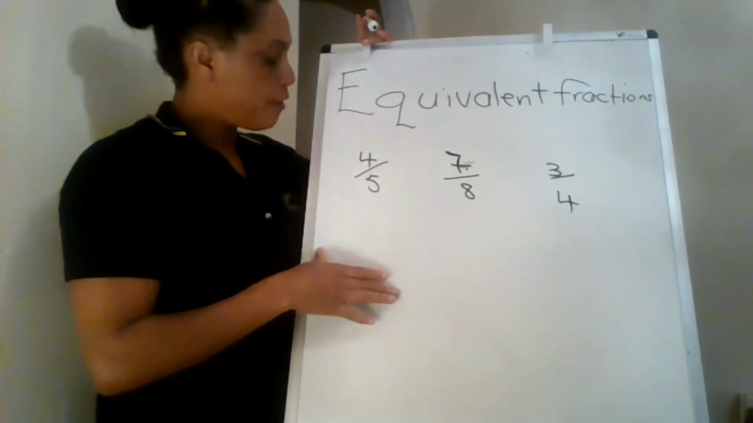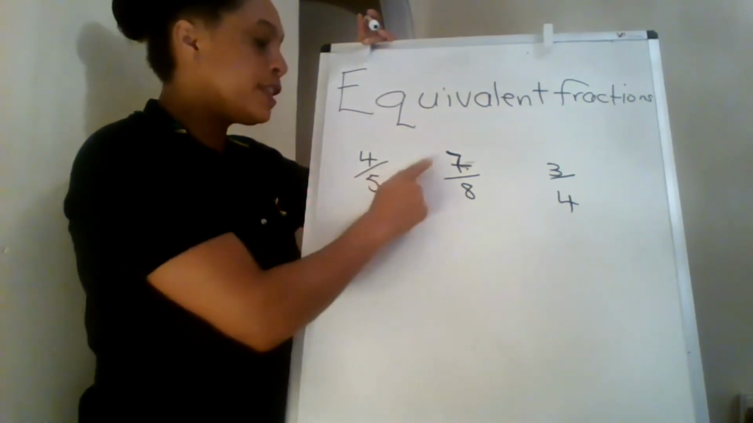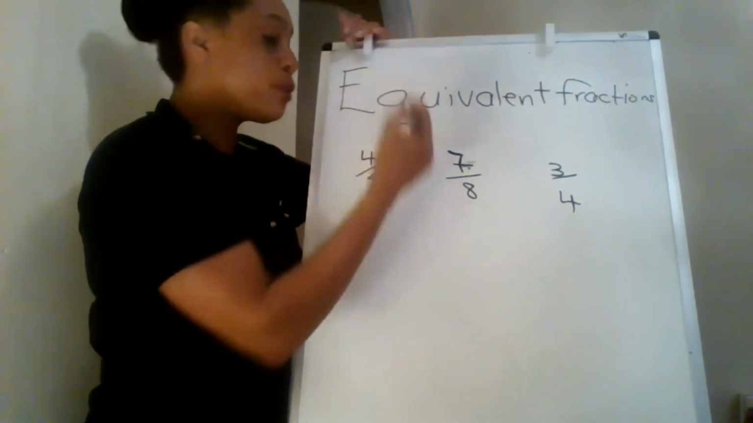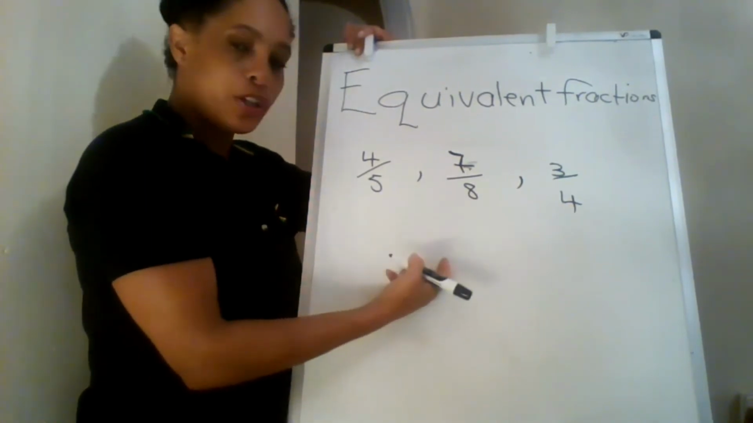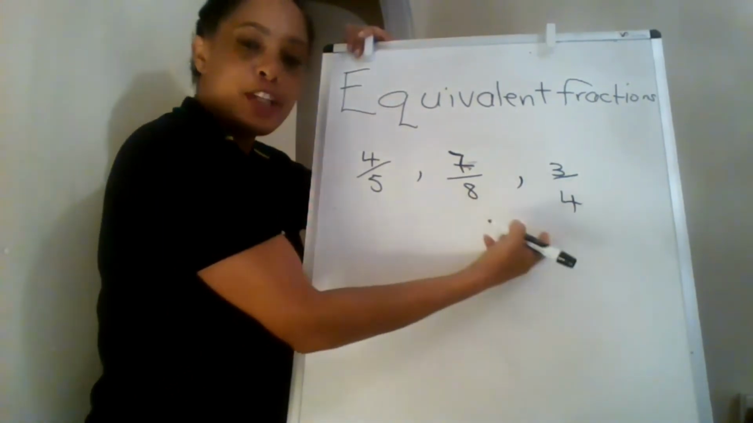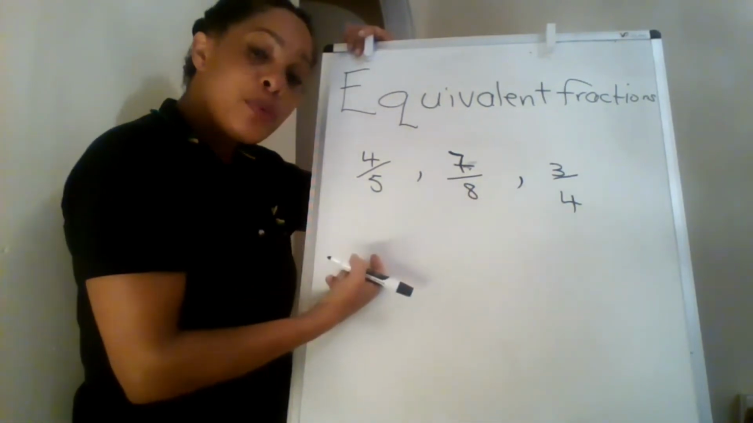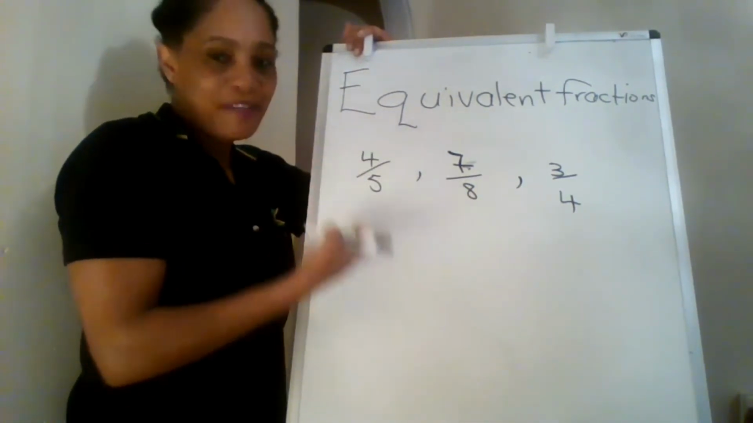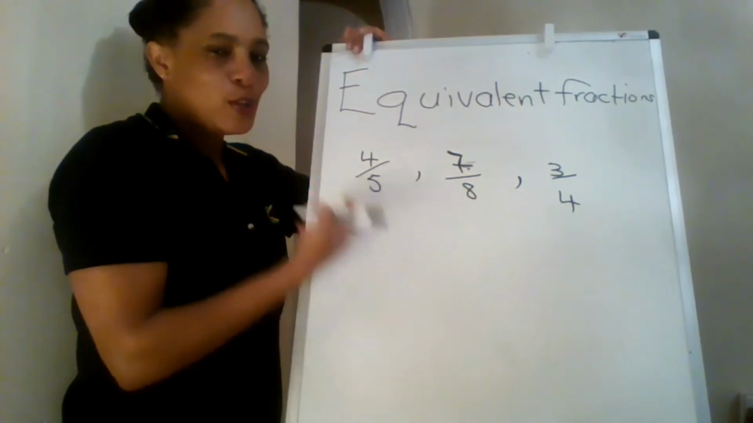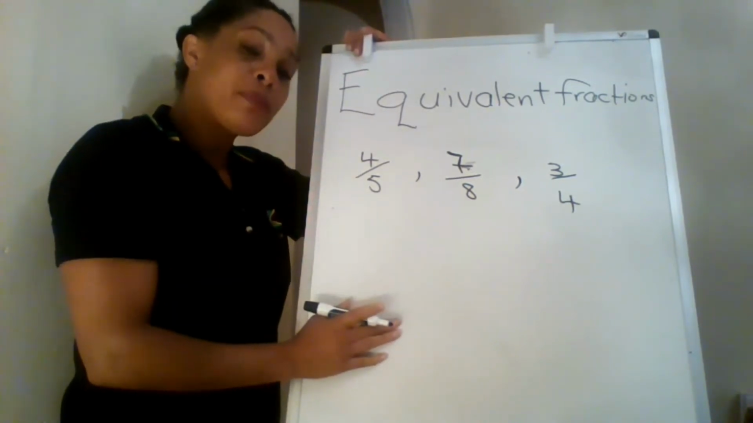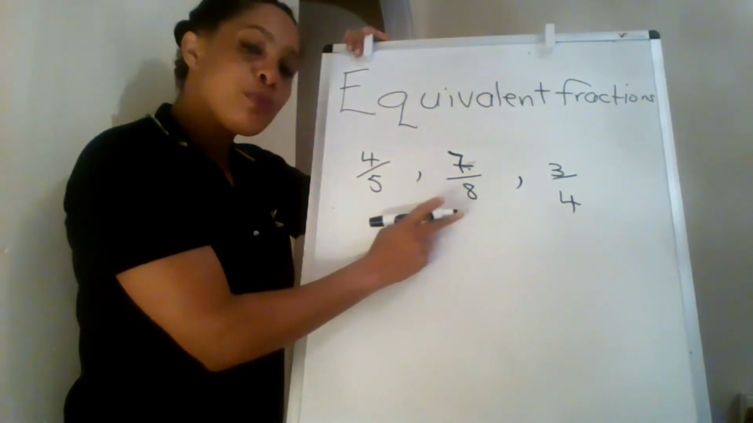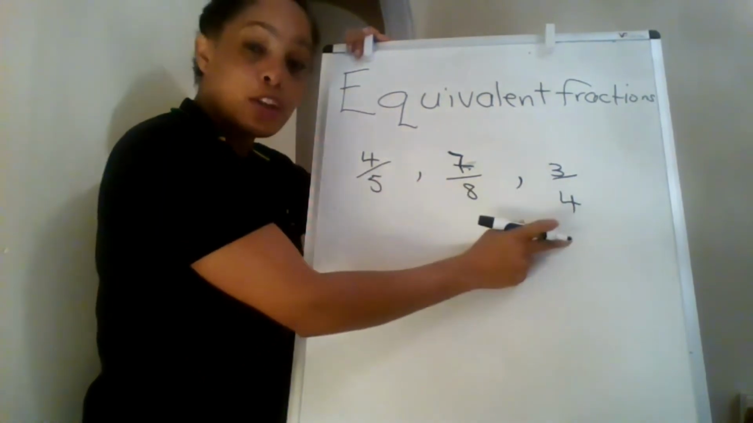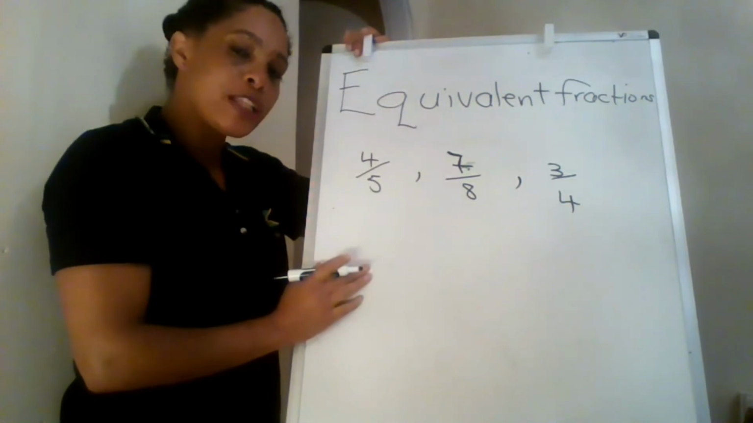If we now look at the fractions, 4 out of 5, 7 out of 8, and 3 out of 4, let's now put these in order, smallest to largest. They have different denominators. So the first thing we've got to do is to make them all have the same denominator. So which times tables are we going to use? We're going to be using our 8 times table. We're going to be using the one that's the biggest of the denominators.